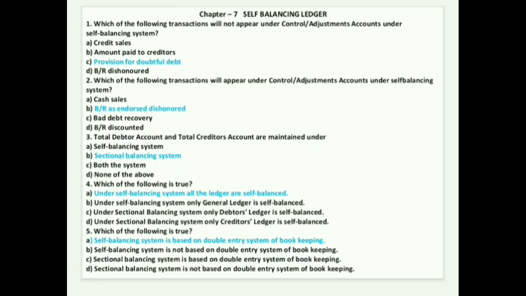Now next, which of the following is true? Self-balancing system is based on double entry bookkeeping, is not based on double entry, is based on double entry bookkeeping and not double bookkeeping. So the answer will be the first one.